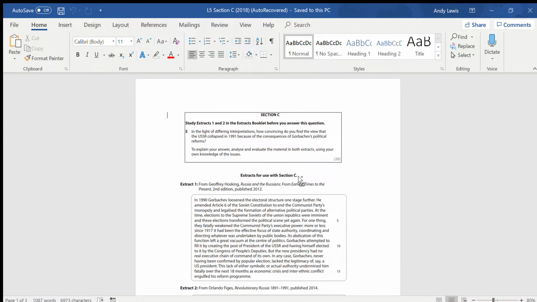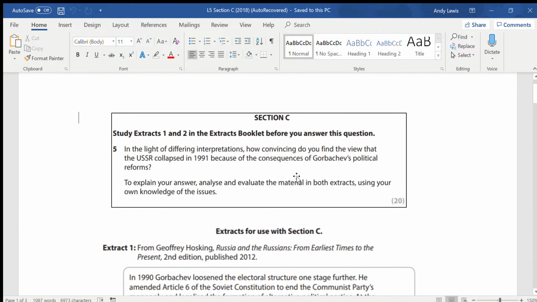And so you'll get a question something like this. This was from the 2018 paper. But it won't be far different in terms of structure of the question. But the big difference is that they can ask you about any of the reasons why the Soviet Union collapsed and the issues relating around that.